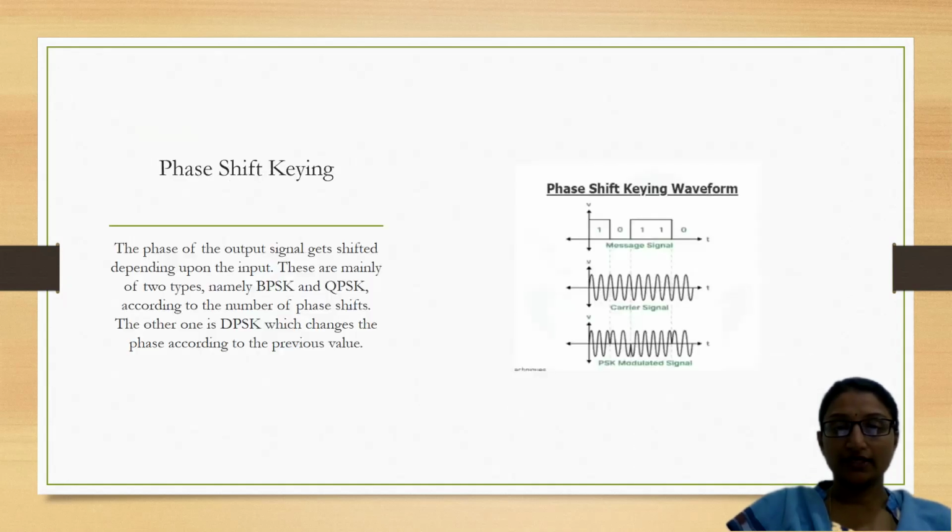Coming to the PSK waveforms, whenever 1, we observe the signal starting from 0. Whenever 0, the signal starts from 180 degrees. A 180 degree phase shift you can observe in between 1 and 0.